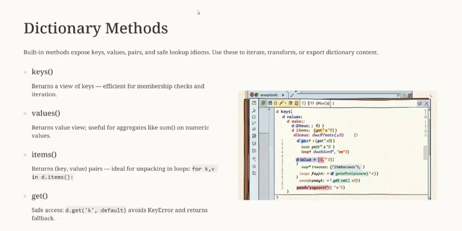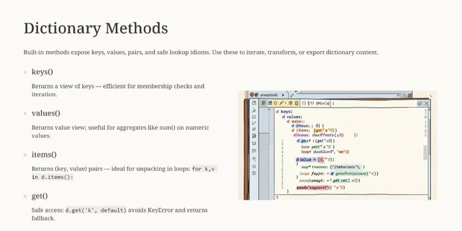Okay, so dictionary methods. Python provides useful dictionary methods. Main methods are keys, values, items, get. The keys method returns all the keys. For example, student.keys, so the output will give us name, age, grade. It is useful when we want to iterate through keys.